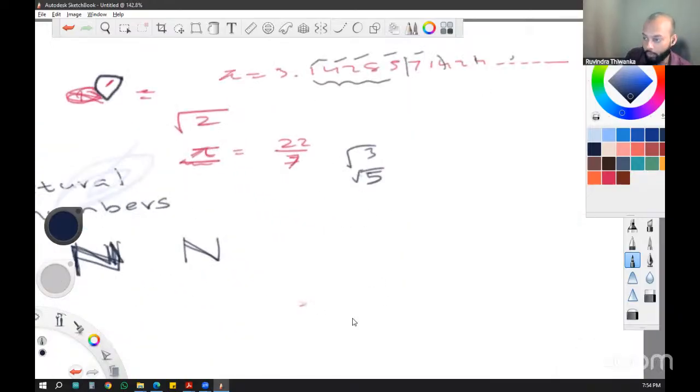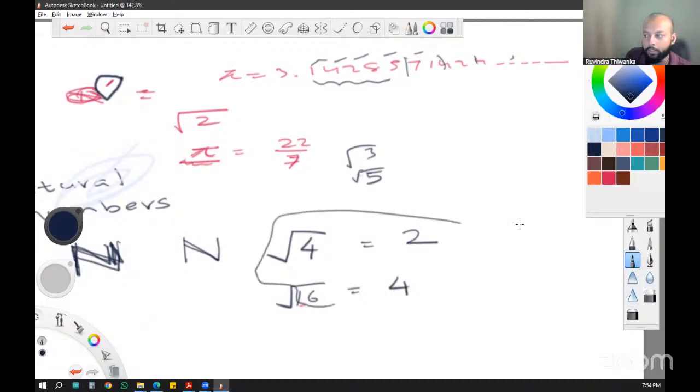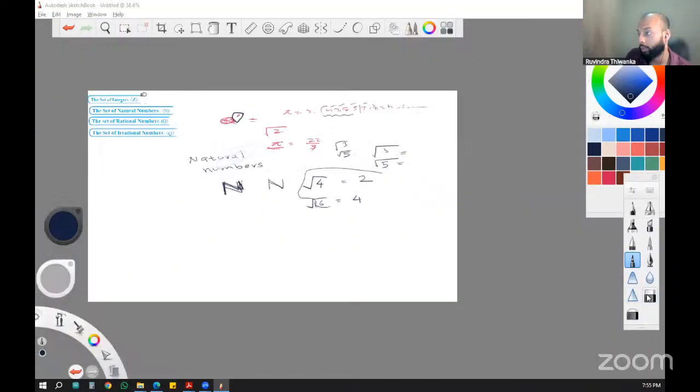If I just show you what is a perfect square, if you put 4 inside a square root, you get the number 2. If I put the number 16 inside a square root, it will give you 4. So those are perfect squares. We are not talking about these numbers. If you put any other number inside the square root, you will get an irrational number. So irrational numbers are shown by Q complement.